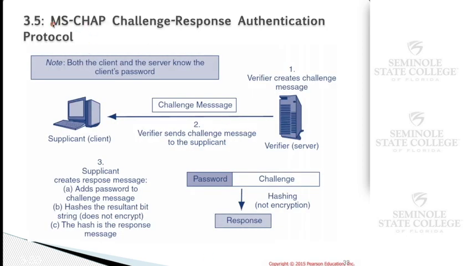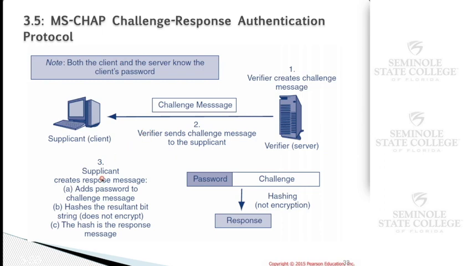Let's get into the Microsoft's world of CHAP, Challenge Response Authentication Protocol. Now, this is outside of Microsoft. It's not super popular. And what's going on here is nicely shown in this figure. The verifier creates challenge message. Challenge message is sent over to supplicant or the client. Remember now, supplicant is the one that is trying to prove who I am, and verifier is the one that is gonna need to verify whether this is the right person or not.